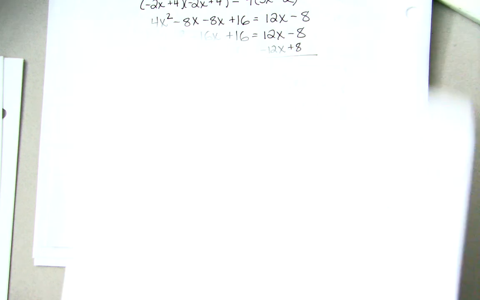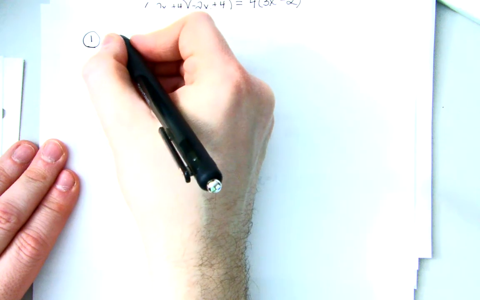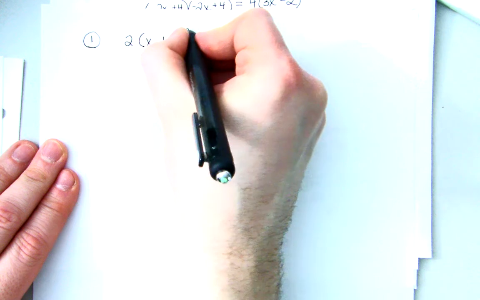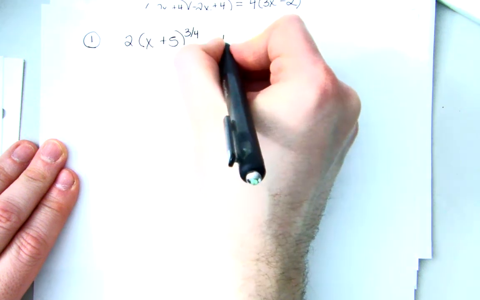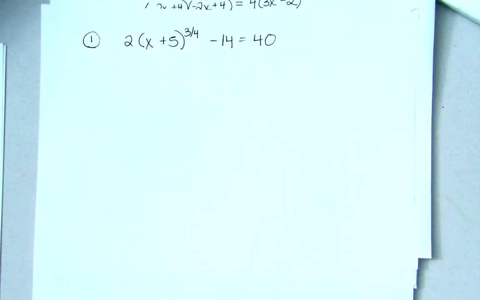Okay. First problem, I would like you to solve and check. Let's deal with 2 times x plus 5 to the 3/4 minus 14 equals 40. Please go solve and check.